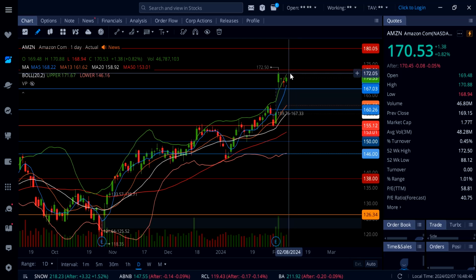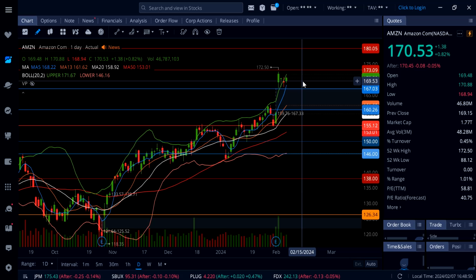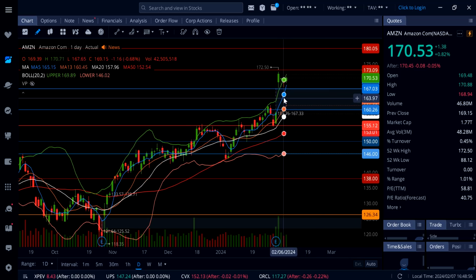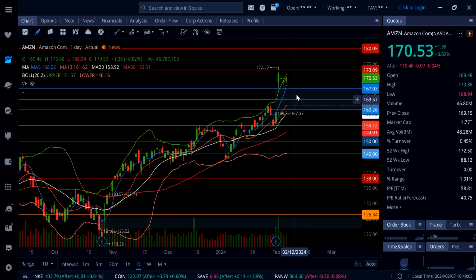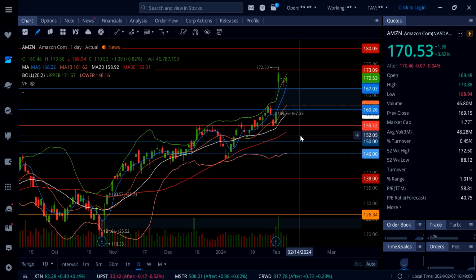Amazon breaks 173, just like every other mega cap, we could see it run all the way up to 180 on Amazon. Going into tomorrow's session, if there is a pullback on Amazon, you need to watch right here the 5-day moving average as a support, and that is at 168.22. We also have strong support at 167, and I don't think this thing will break 167 unless there is a big sell-off here in the market.